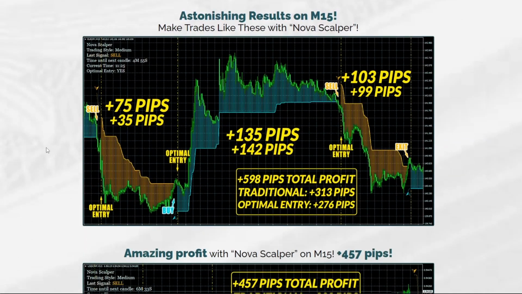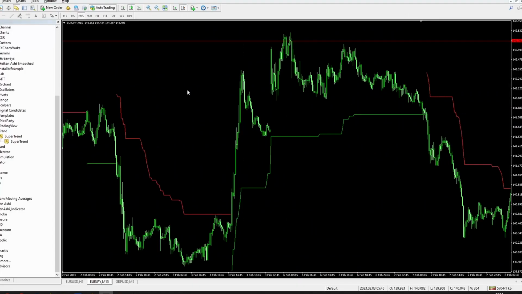But I'm going to try to find this price pattern on Euro Yen 15 minute and see if that is anywhere to be found on the charts. So I've just been searching backwards. This is Euro Yen 15 minute. I've been searching backwards to find a price pattern that matched the image on the screen, and I think I found it here on the 2nd of February 23.